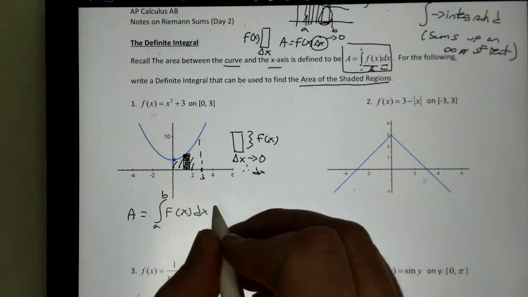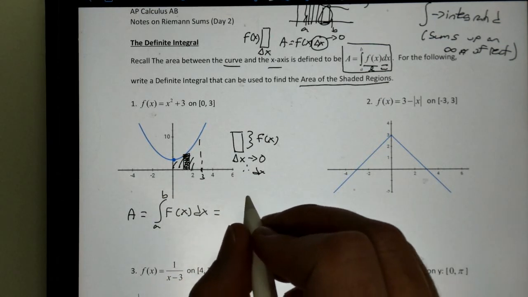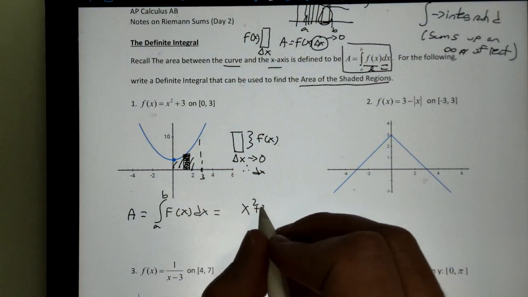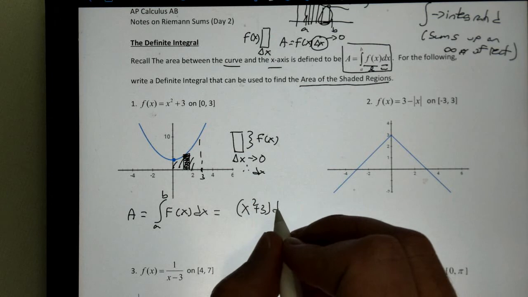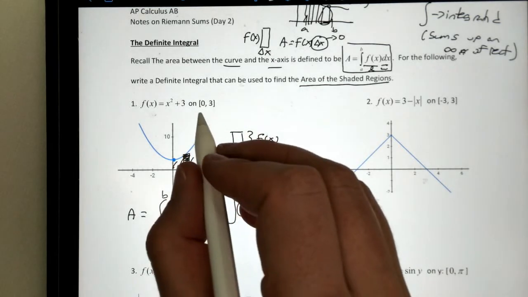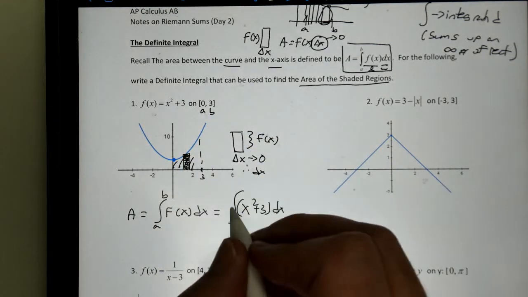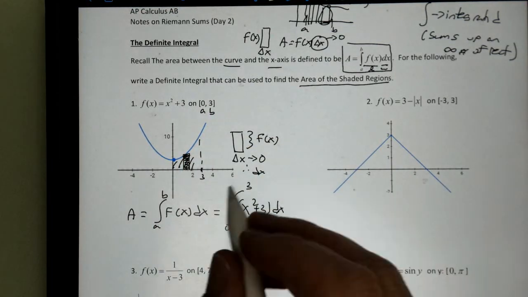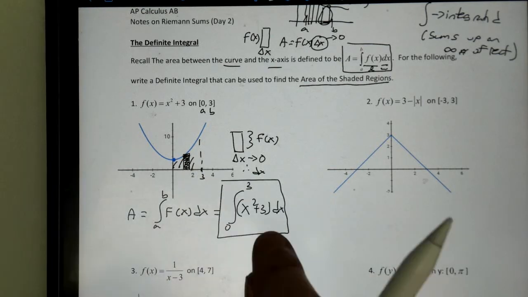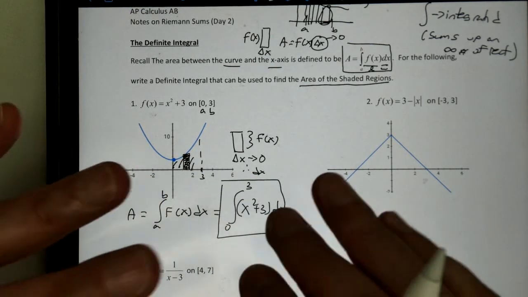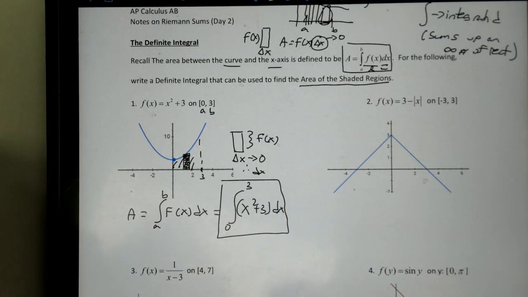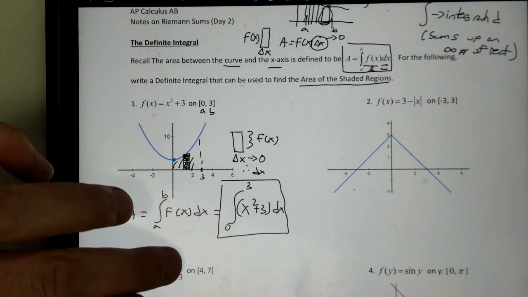the integral from a to b. Now I can change all of this, of course, because what is f of x? It's our x squared plus 3 dx, and our domain goes from a to b, or 0 to 3. And this integral will find us the exact area under the curve. Now, we're not solving this just yet. Right now we can approximate it, but we're not solving it just yet. That's for something later on for us.